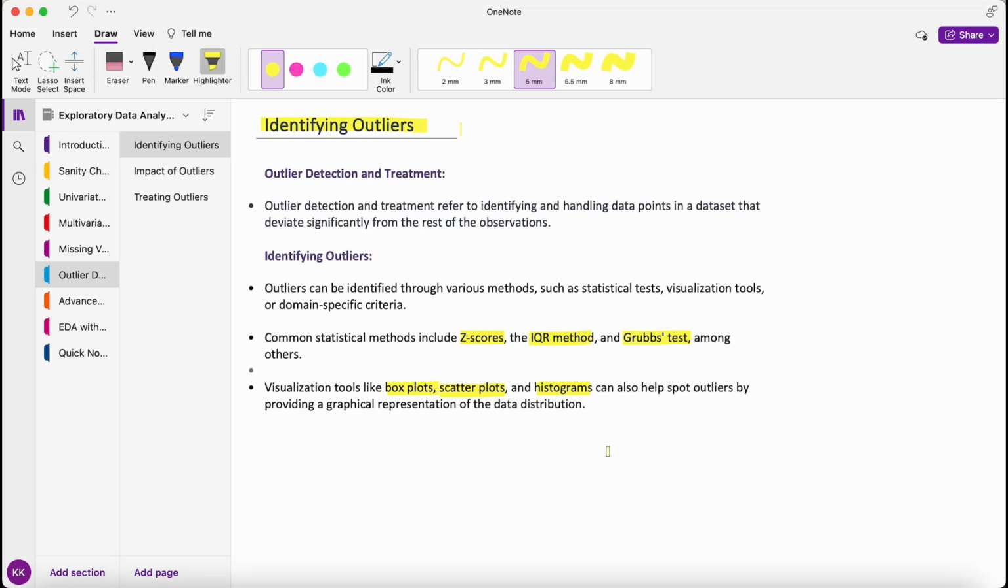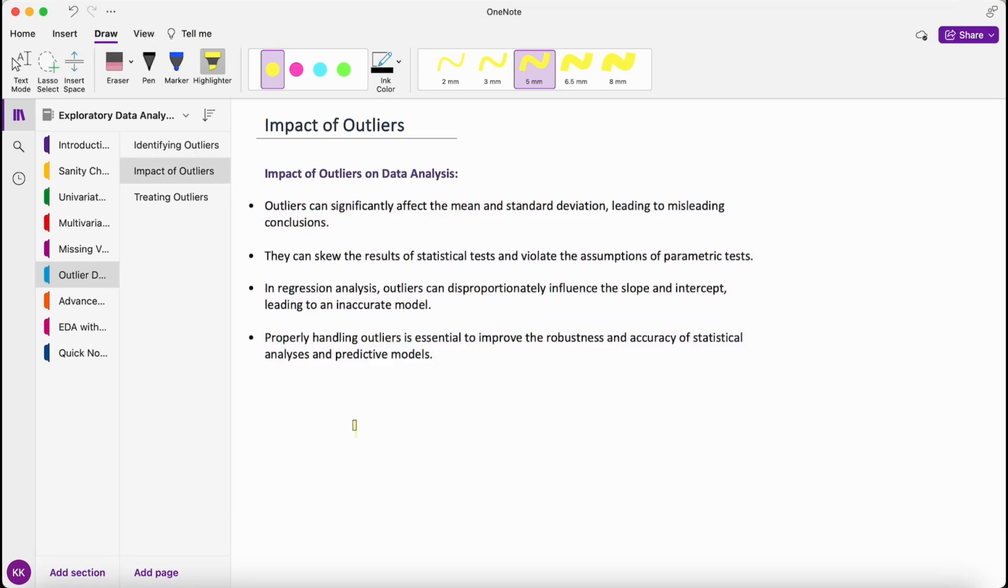Now moving to impact of outliers on data analysis. Outliers can significantly distort the mean and standard deviation, leading to misleading conclusions. They can skew the results of statistical tests and violate the assumptions of parametric tests, such as normality. In regression analysis, outliers can disproportionately affect the slope and intercept of the line, leading to an inaccurate model.